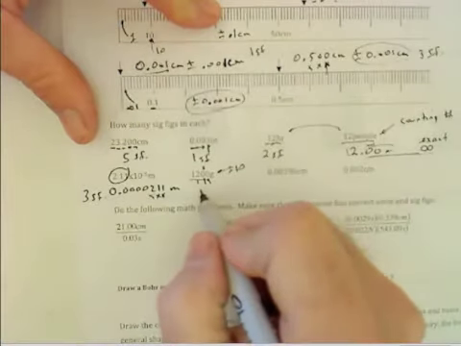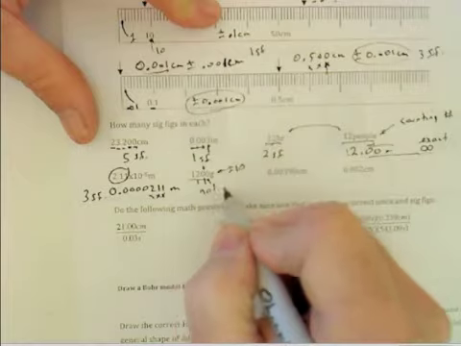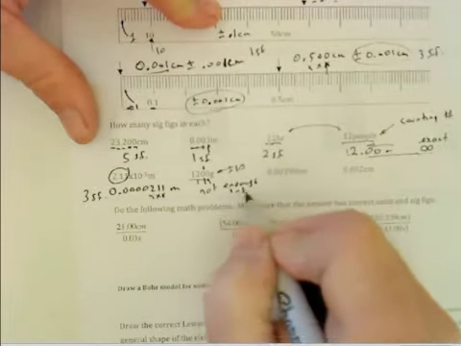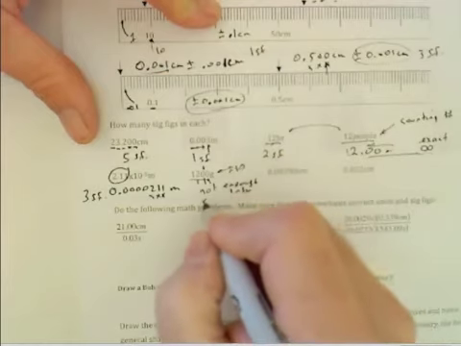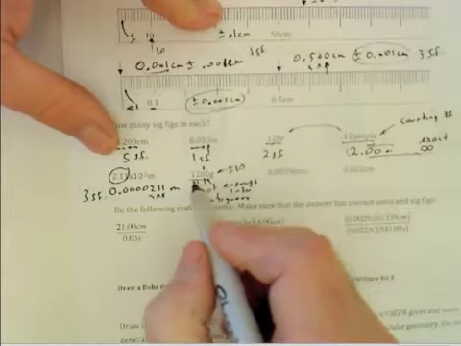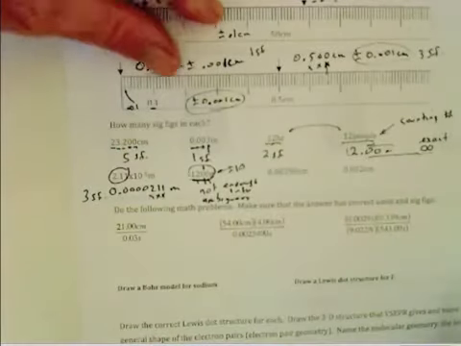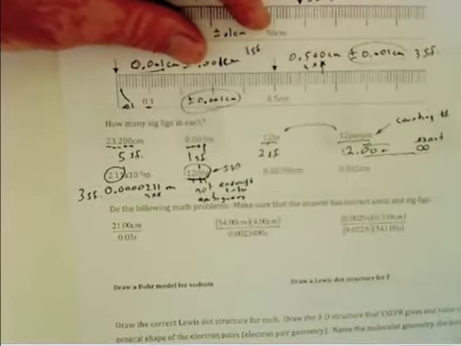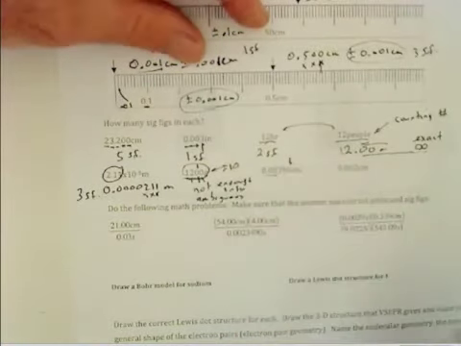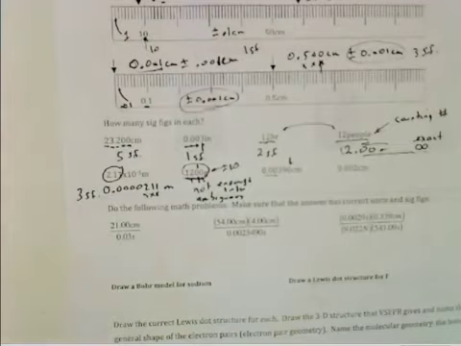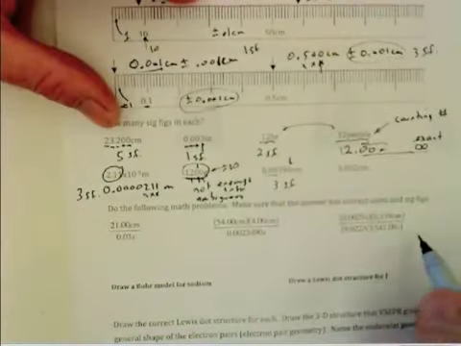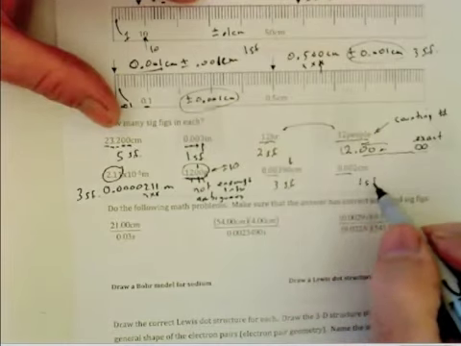So I'm going to write not enough info. Or better would be it's ambiguous, because I cannot tell the number of significant figures with the digits provided. How about this one? Well, those are placeholders, but that one's not. That 0 must be there for a reason, so I'm going to assume that that's 1, 2, 3 sig figs. Likewise with this, that would be 1 sig fig.